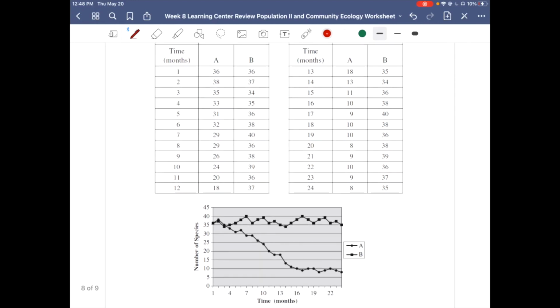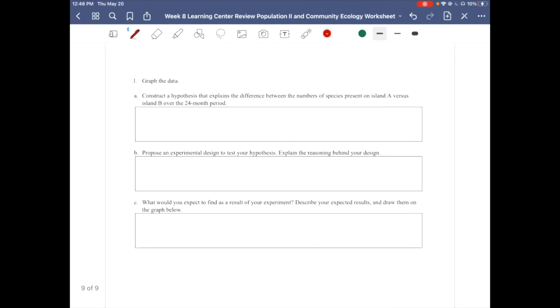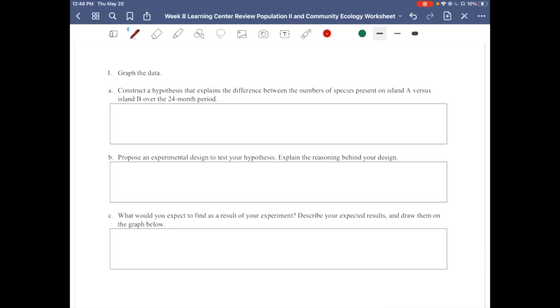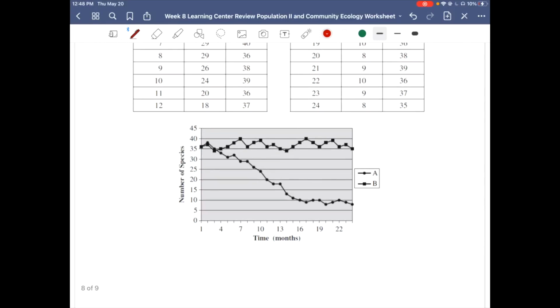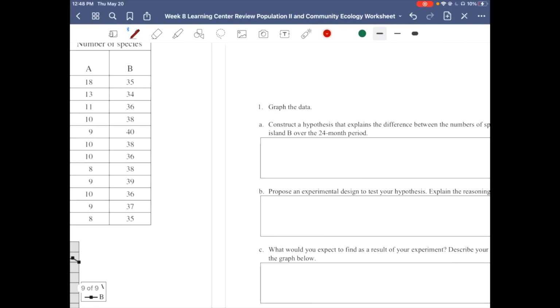And here is the graph. So the number of species on B goes down and A kind of fluctuates and stays the same. So one of the questions is asking us to come up with a hypothesis that explains why there is a different number of species on island A versus island B. So again, we see in island A, it kind of fluctuates, and B, it goes down drastically.